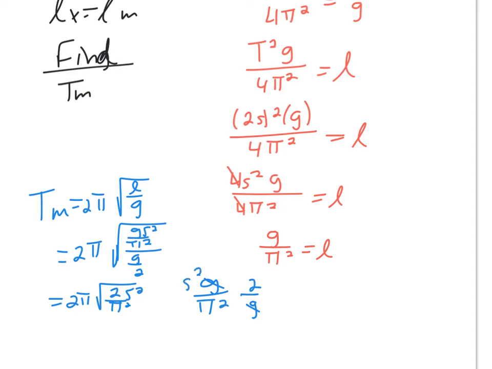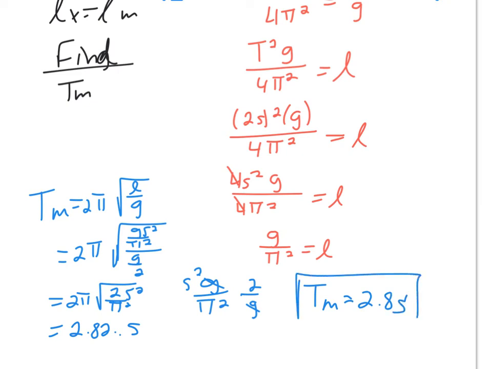So now just putting this in the calculator, we get 2 pi times the square root of 2 over pi squared. This comes out to 2.82, keeps on going, seconds. So on the moon, the period is about equal to 2.8 seconds. This makes sense because decreasing g will increase the period. So it does have that square root relationship.